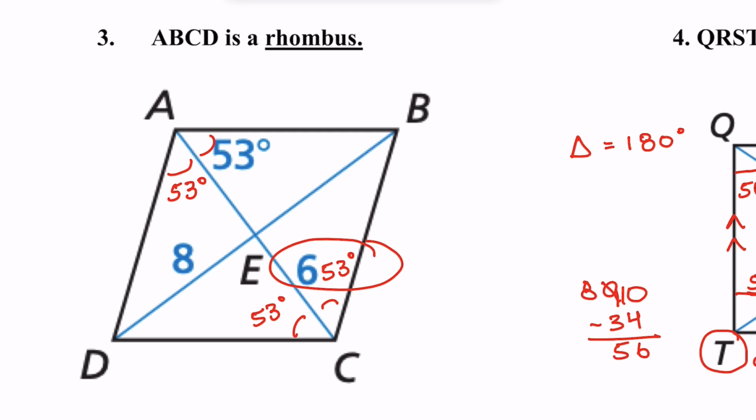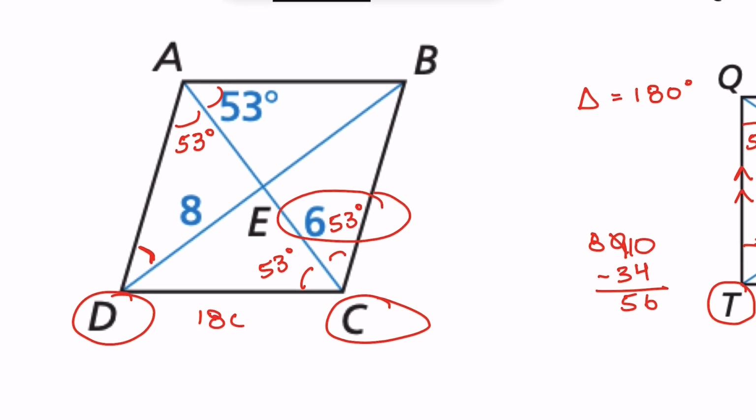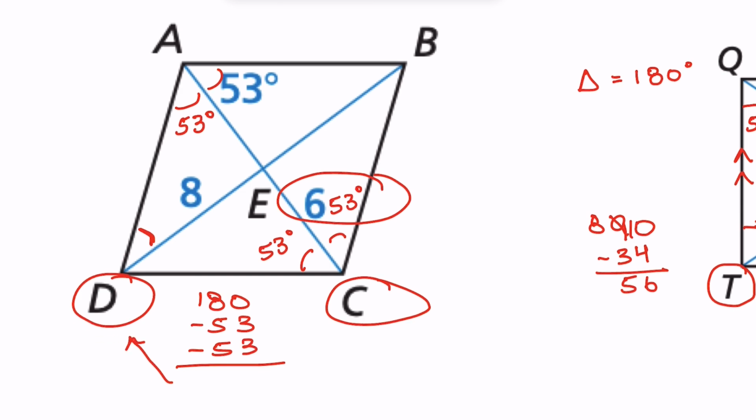To get angle 8, I need to find out what this half of D is going to be. Well, I know that angle D plus angle C needs to add up to 180 degrees because consecutive angles for a rhombus are supplementary. So what I can do is say 180 minus 53 minus 53 will tell me what angle D is supposed to be. If I do that, I get 74 degrees, which means all of angle D needs to be 74 degrees.